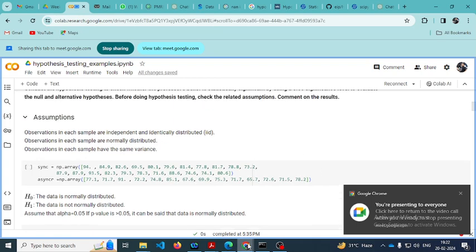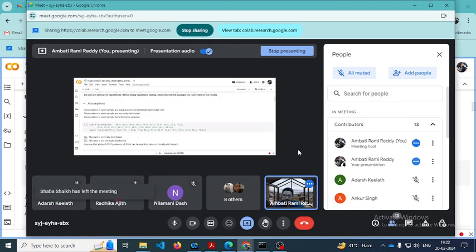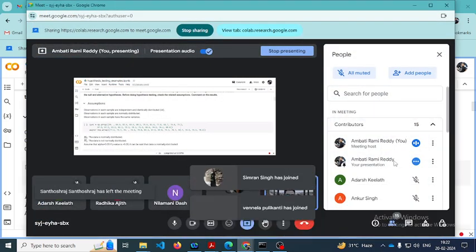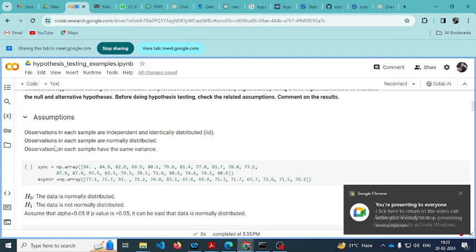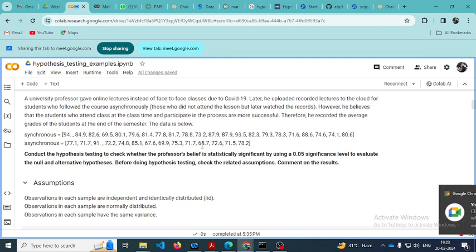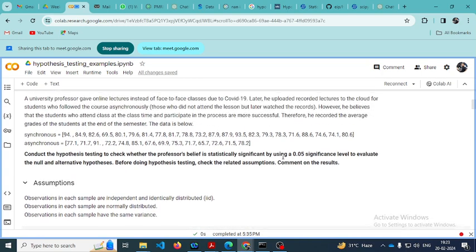For those who have joined now, this data is university data. One professor took an online class in the COVID time. There are two different groups of students. One group attended the class at the time, and we are going to consider them as synchronous. Then he uploaded the video lectures on some platform, and those recordings were watched by other students. That group we are going to consider as asynchronous.